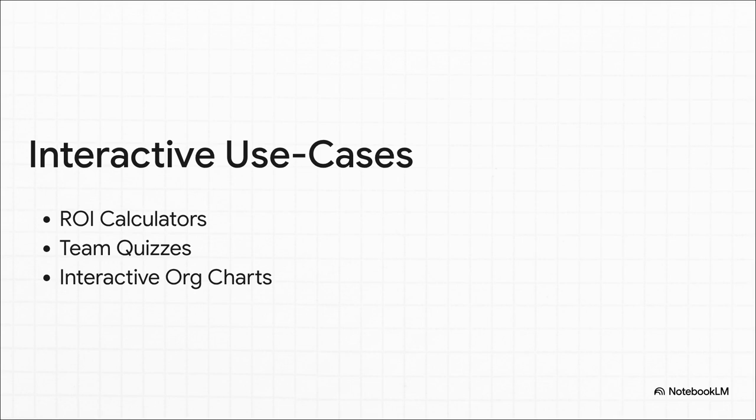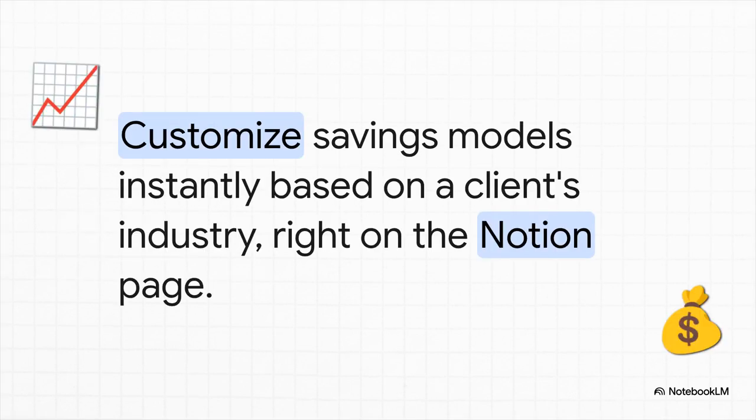And here's the best part. Because Notion agents can help generate these HTML blocks, literally anyone on your team can use and iterate on them. Let's look at that first one. Picture this on a high-stakes sales call. Instead of boring your prospect with a static spreadsheet of potential savings, you actually embed a dynamic ROI calculator right into your shared pitch document.